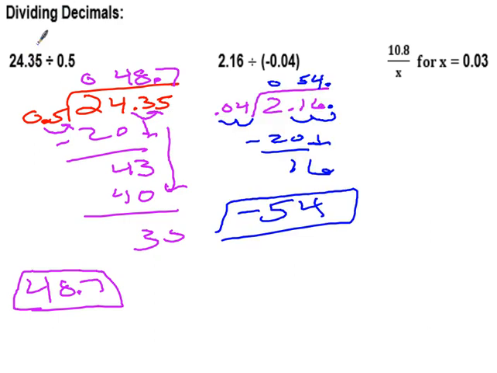Okay, there's your answer. It should have been negative 54. The reason why it's negative, positive divided by negative, different signs. So my answer is always negative no matter what the values are.